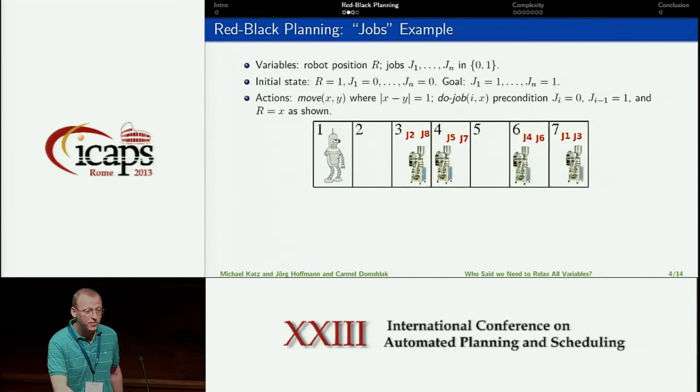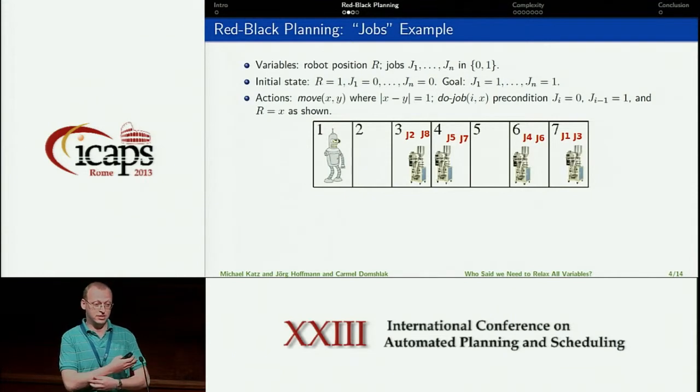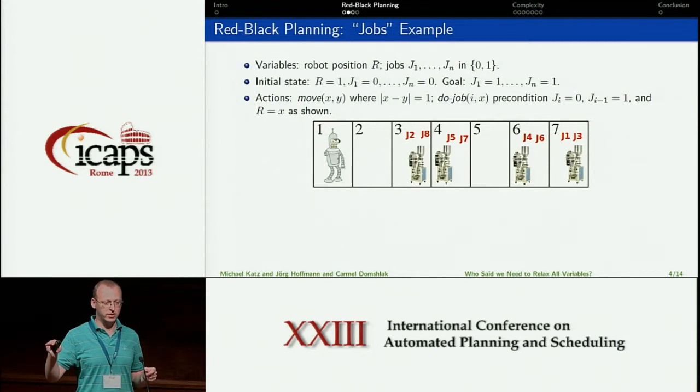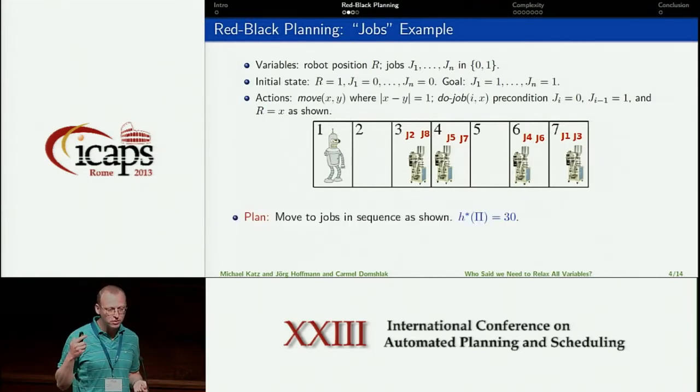Okay, an example. That's the job example. You have a robot here that can move between the cells, and in some cells you have some jobs to do. You have to perform those jobs in sequence. So you perform job 1 first, then job 2, then job 3, and so on. You have to be there in order to perform the job. So what would be the plan? You just go to 7, perform job 1, go to 3, perform job 2, and so on. So the cost of an optimal plan would be 30.